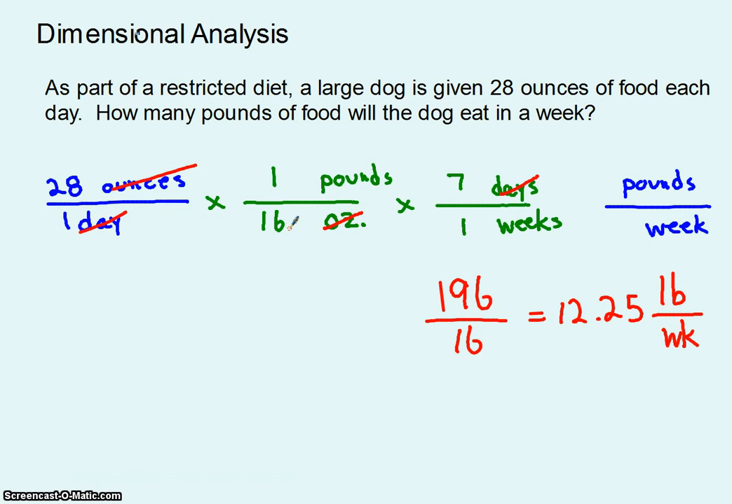Okay? So the first thing I do is I write down, what do I want it to end? This was pounds per week. Okay? Then I set the information I was given up in the same format. In this case, it was weight unit over time unit, so weight unit over time unit. And then I write conversion factors that will allow all the dimensions to cancel out except for the ones I want. Then I calculate, and I'm finished. Okay, that's it.